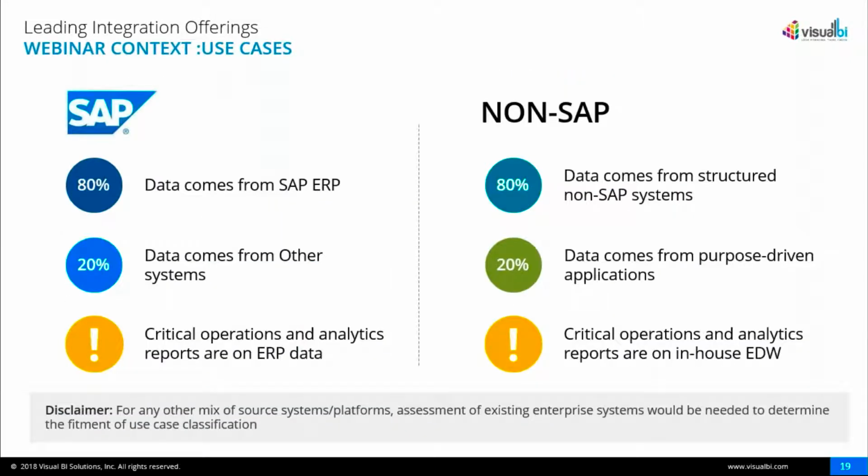And coming to the use cases discussion perspective, we have divided into two streams. SAP: you come from an SAP shop if you have 80% of the data in SAP ERP, and 20% comes from other systems. Critical operations and analytic reports are on ERP data. As against, if your data comes from structured non-SAP systems and 20% comes from purpose-driven applications, it could also have SAP systems, and your in-house EDW that is built on RDBMS or a data warehouse appliance is facilitating your critical reporting and operational reporting, then you come from a non-SAP use case landscape.